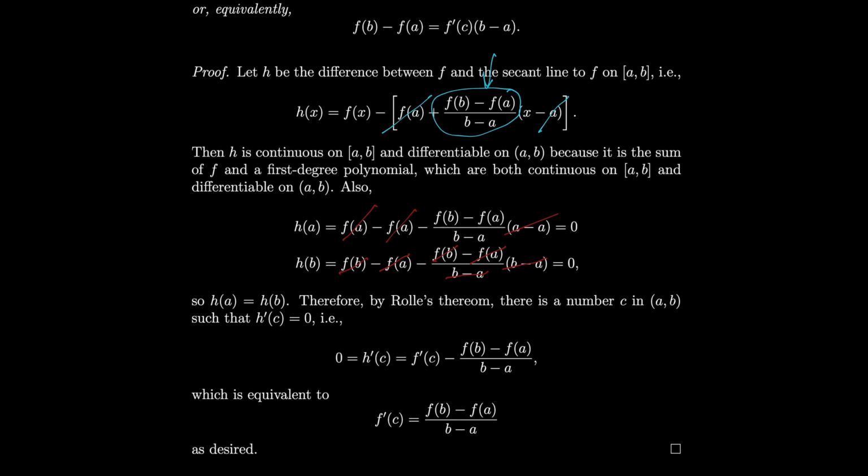Okay, so that's pretty cool because I have 0 equaling this. So I can just add this thing to both sides. I get f prime of c equals this. Well, that's exactly what we wanted to prove. We wanted to prove the derivative at c is equal to the average rate of change.